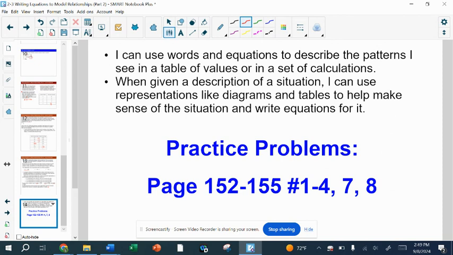All right, so today we talked about using words and equations to describe a pattern, and how, when given a description of a situation, you should be able to represent it with things like diagrams or tables to make sense of the situation and then write an equation for it.